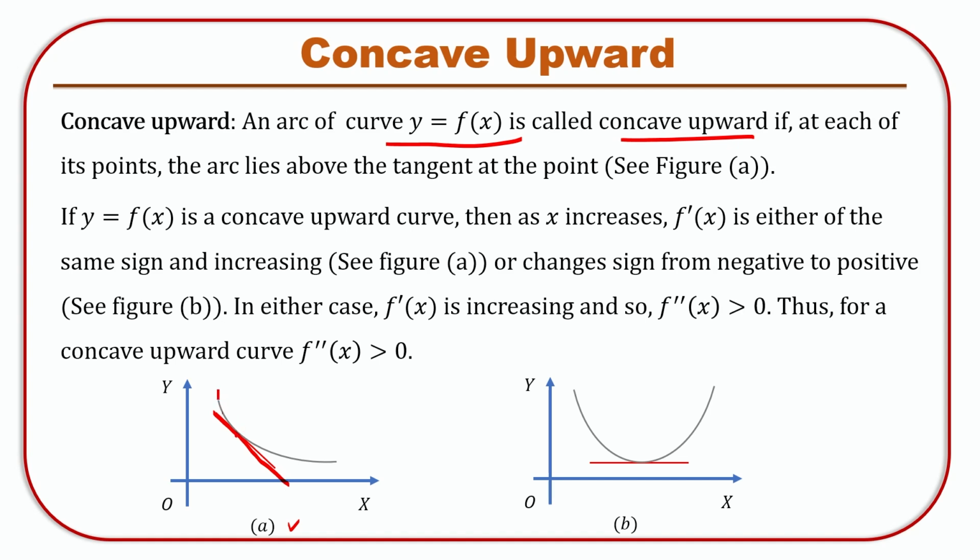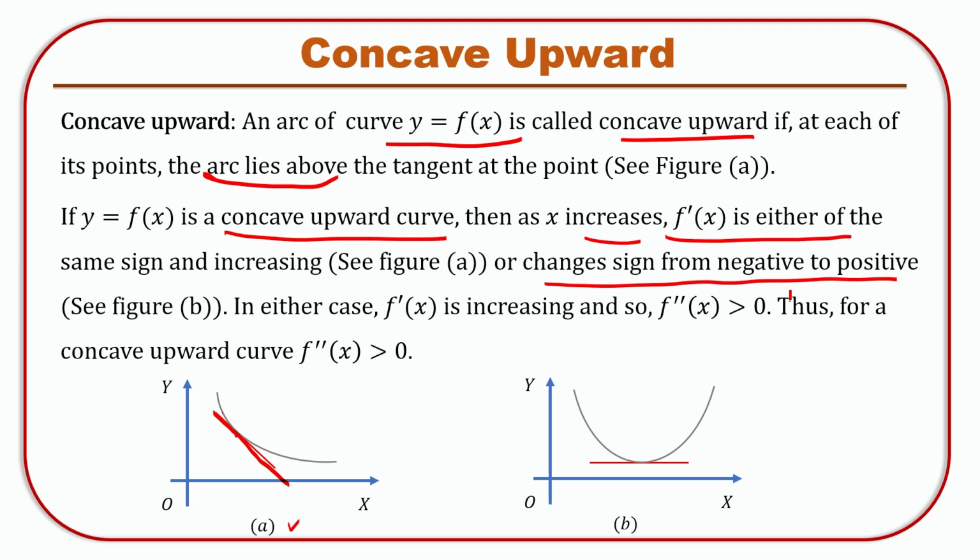Now for a figure, as you can see here, this is a tangent line, and each point of this curve is above the tangent line, right? So the arc lies above that tangent line. If y equal to f(x) is a concave upward curve, then as x increases, f dash of x is either of the same sign and increasing, or changes sign from negative to positive. As you can see here, it changes sign. F dash of x, the first derivative, changes its sign from this to this, but it is still concave upward, right? In either case, f dash of x is increasing, and so f double dash of x is greater than 0. So what we have said is that the double derivative must be greater than 0. This implies that the curve or arc is concave upward, right?